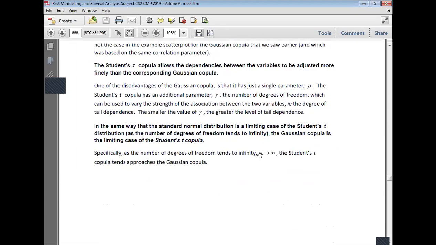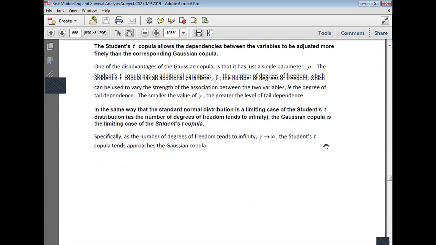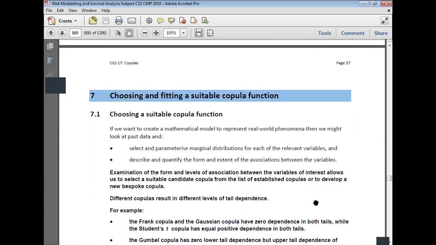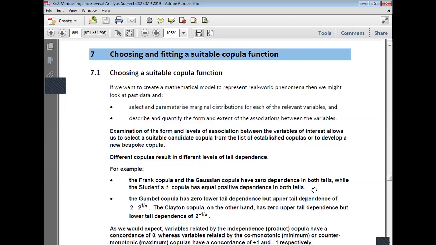And if your degrees of freedom extend to infinity, then your t copula will tend to go to the Gaussian copula. It is similar to the case where you approximate your t distribution with the normal distribution.